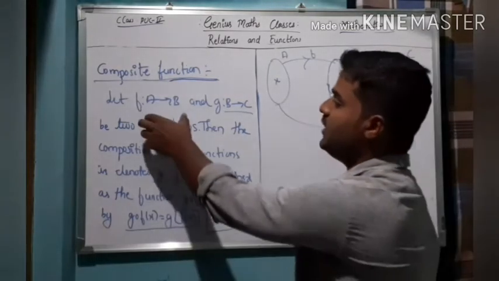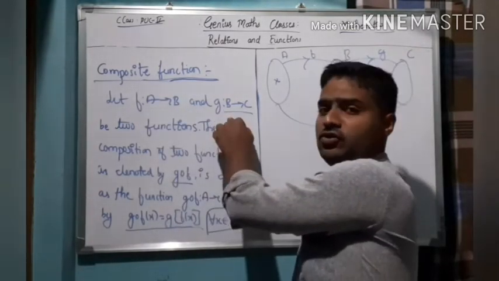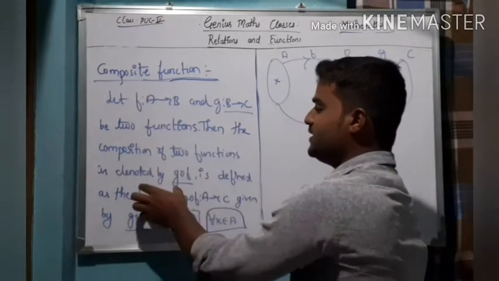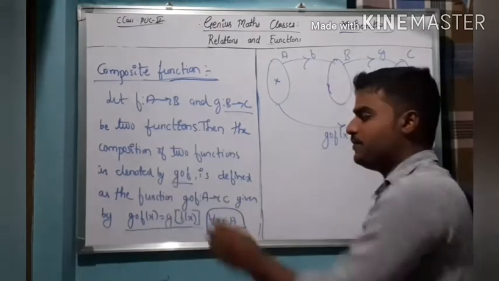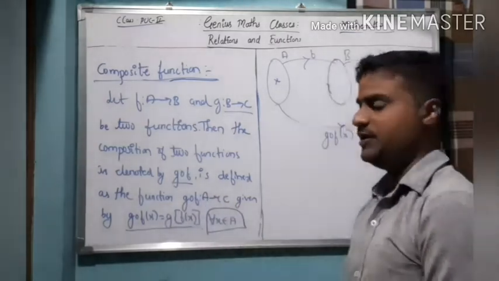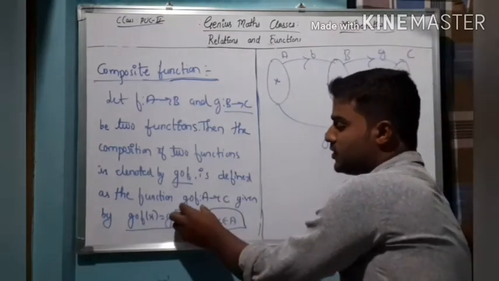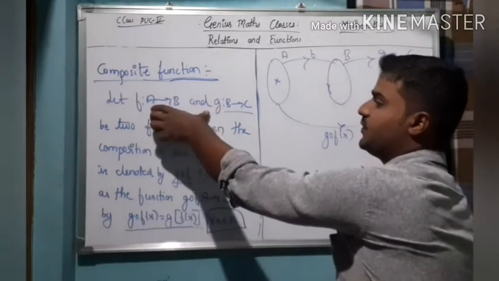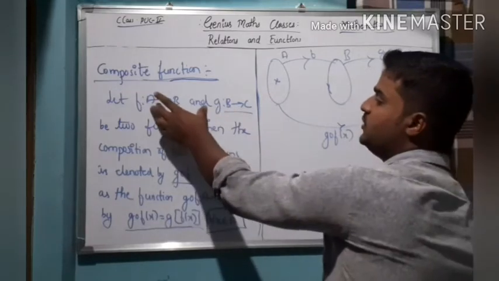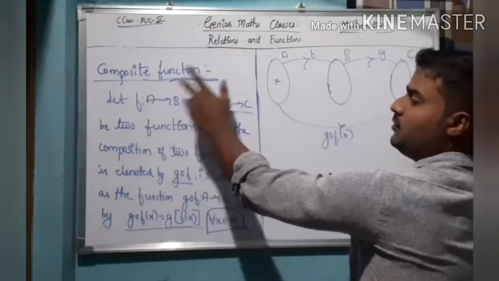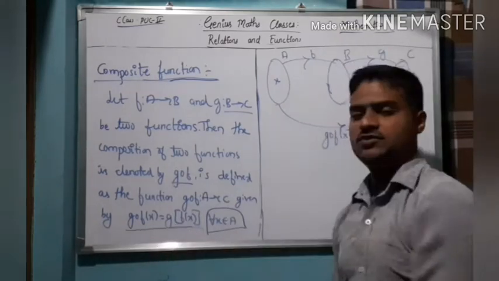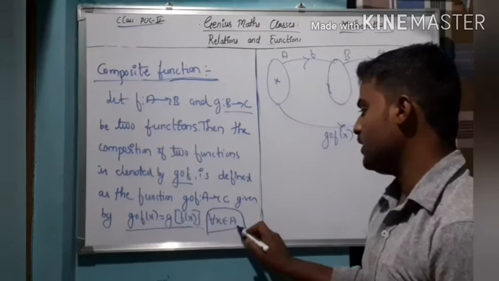F is a function and g is another function. The composition of these two functions is denoted like this, g naught f, and it is defined as a function g naught f. This function is mapping from A to C, because f is from A to B and g is from B to C. So these two will give you the mapping from A to C. It is given by g naught f of x equal to g of f of x for all x in A.